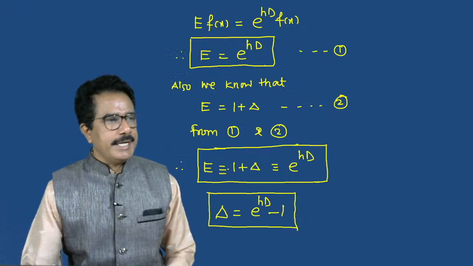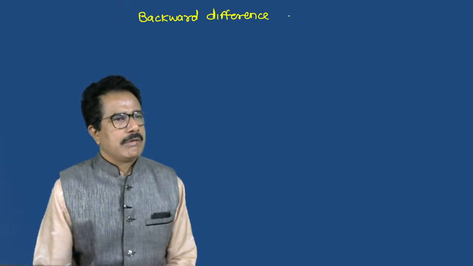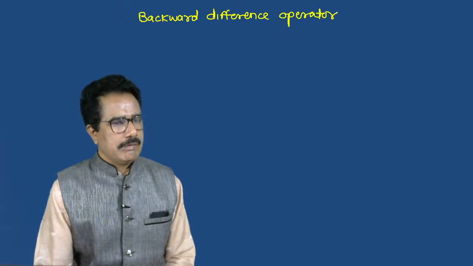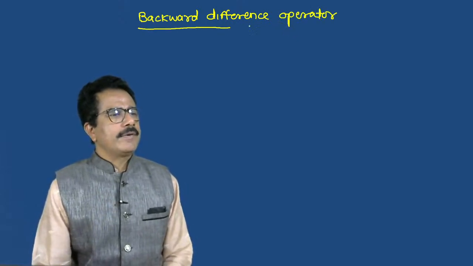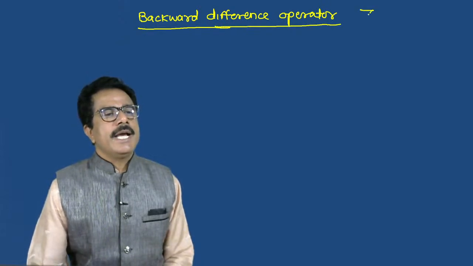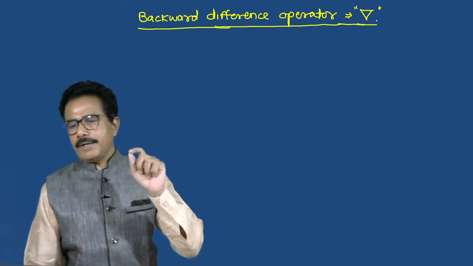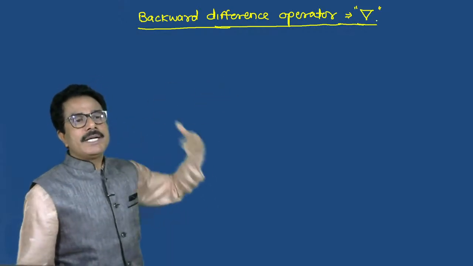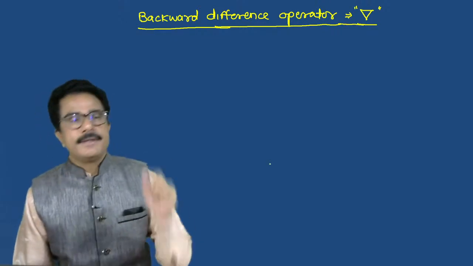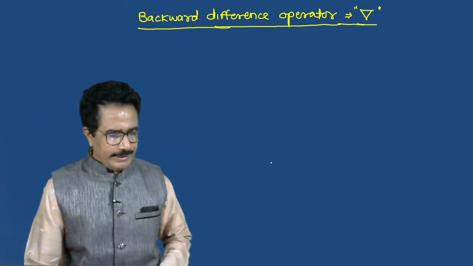Now we shall discuss the next operator, the backward difference operator. Remember, it is denoted by del (nabla), while the forward difference operator is denoted by delta. Now, how to define del here?